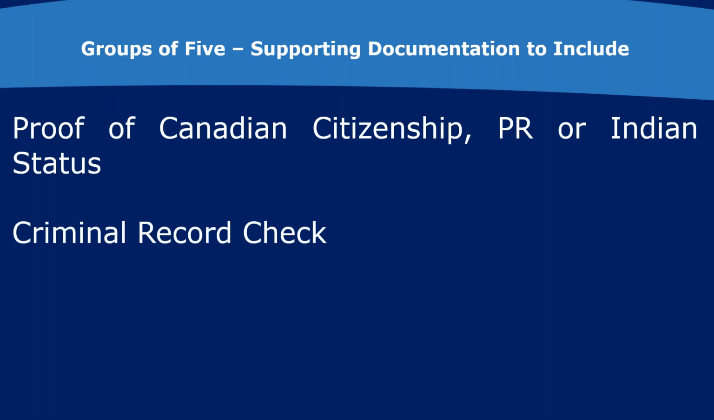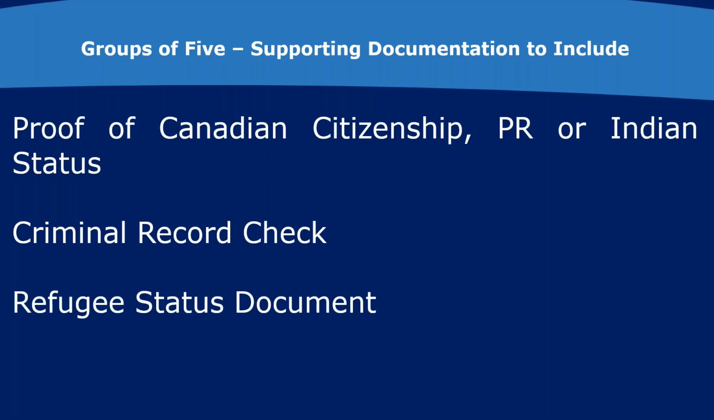Criminal record check, as I mentioned before, issued within the last 6 months of the application submission. If applicable, all the court documents showing disposition of any previous convictions with the submission. Refugee status document for the principal applicant, and proof of funds, whether it's pledging from the group members' income or held in a bank trust, which we will talk about next.